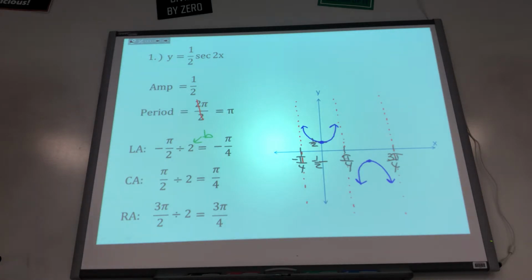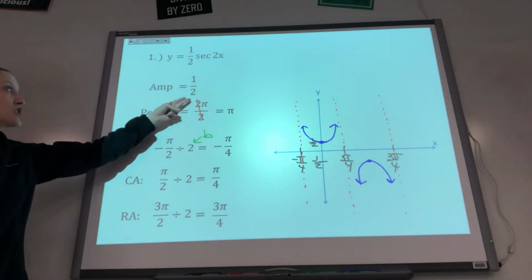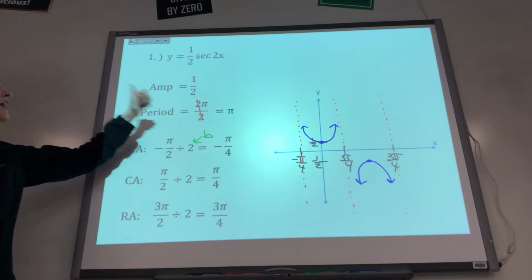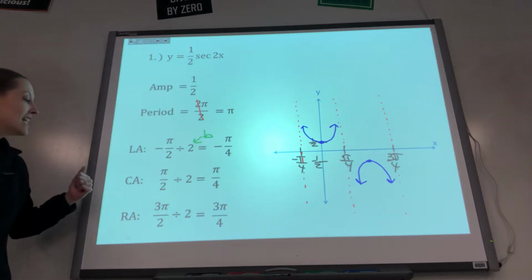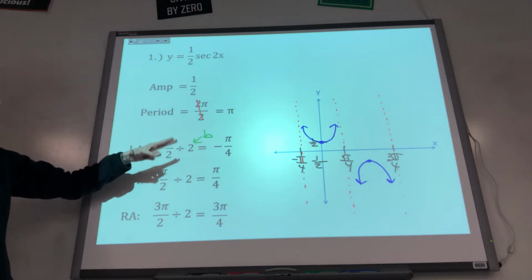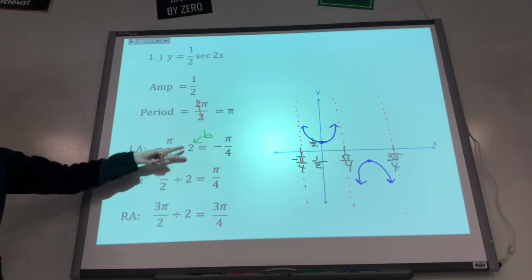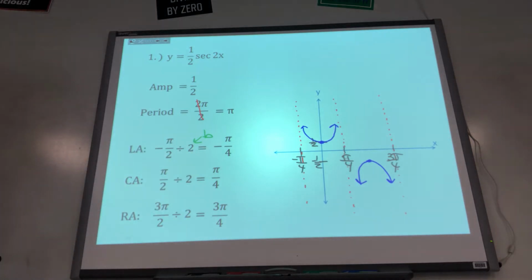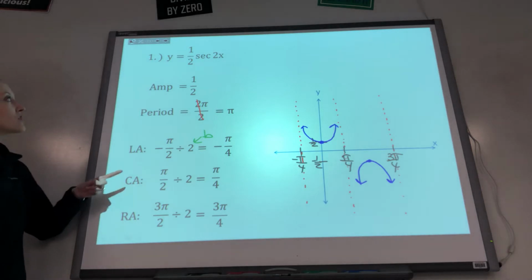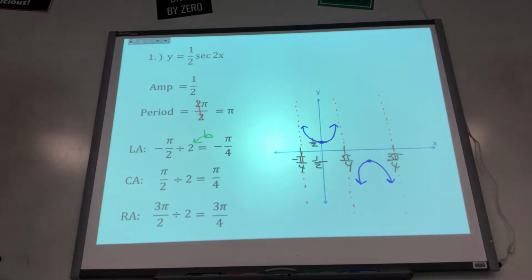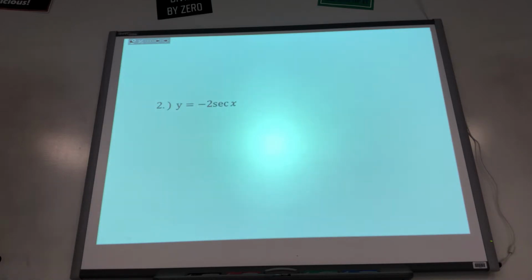Okie doke. Main things to remember, it's 2 pi divided by b instead of just pi over b. And dividing by b is what you have to do to get your new important x values. Any questions about that one? All right, I've got 4 total today like I had yesterday, so this lesson usually goes a little bit quicker.